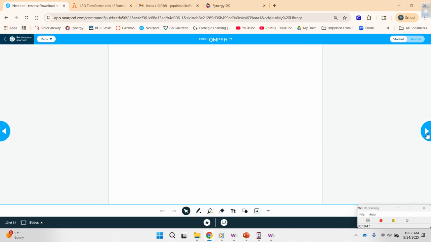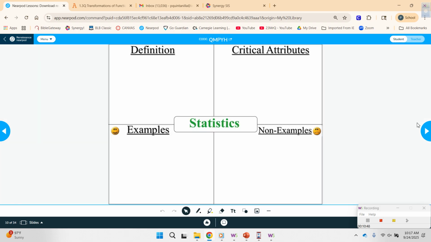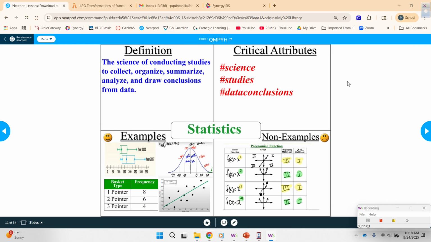All right, type it on your screen, please. 3 characteristics. 3 critical attributes of statistics. Type it in there. Go. 6, 5, 4, 3, 2, 1. Let's see how well we did. Science, studies, data conclusions. All right, not bad, not bad. Let's go to the next one.